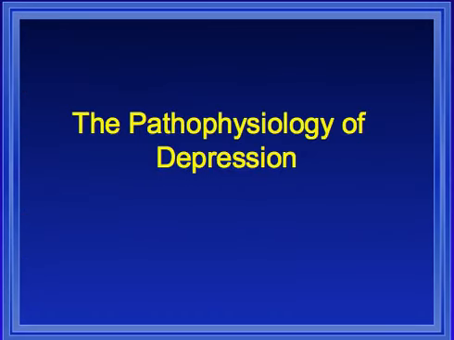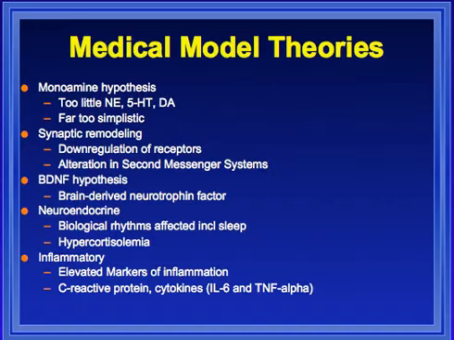Let's talk about what we know about the biology of depression. There are many theories. The first is the monoamine hypothesis. We know three neurotransmitters modulate mood: norepinephrine, serotonin, dopamine. They're all monoamines. Medications like SSRIs prevent the reuptake of the monoamine serotonin in the synapse between two serotonergic neurons, thus leaving that synapse aflood with serotonin.